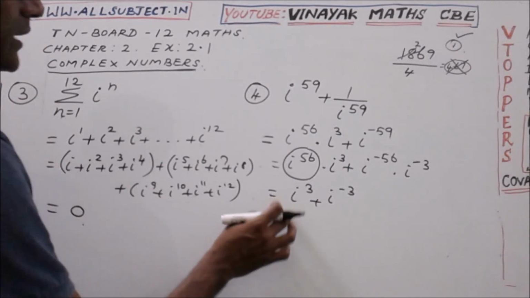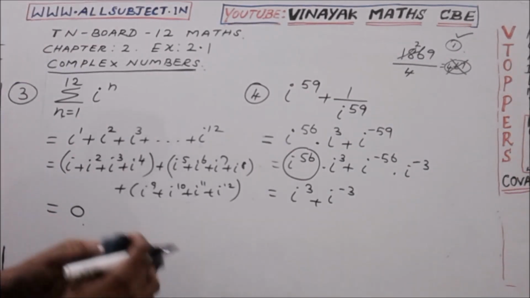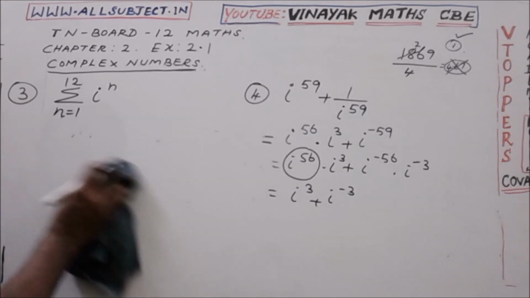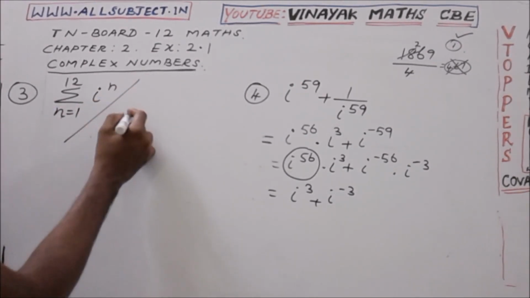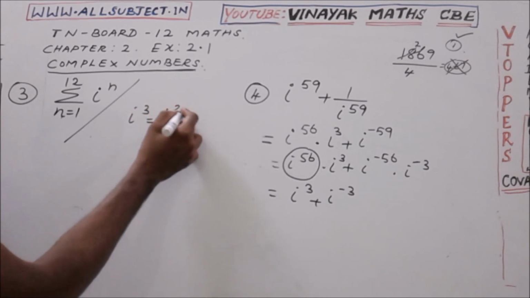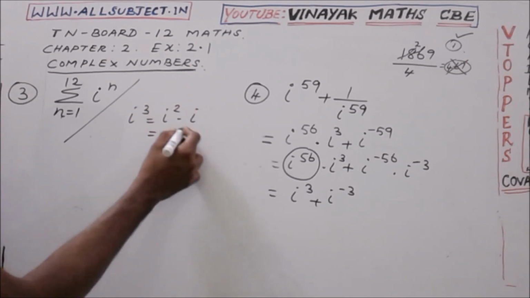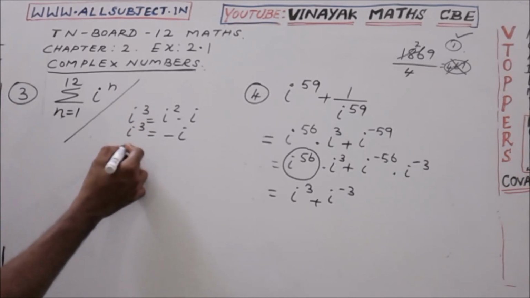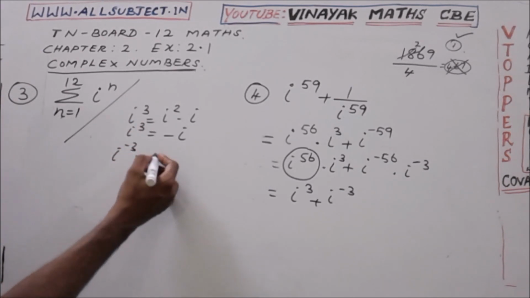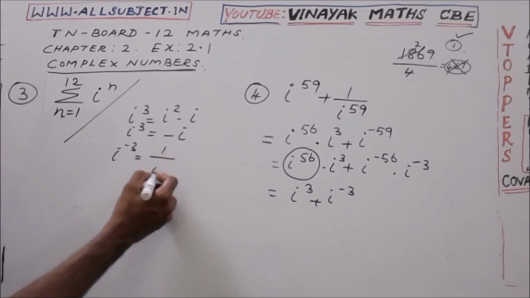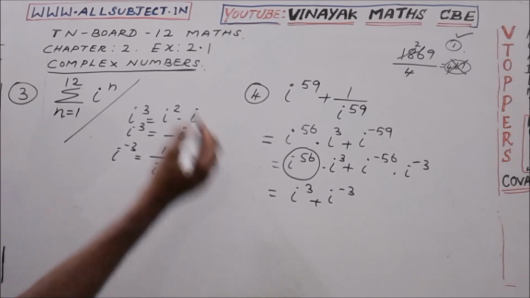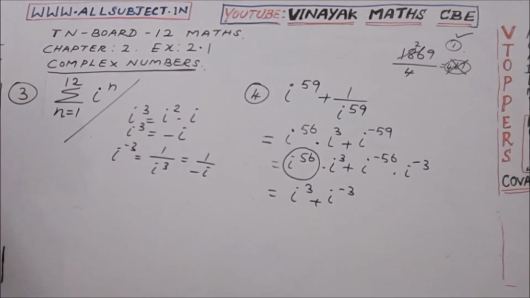So i to the power 3 is equal to i squared into i, that is equal to minus i. i cubed equals minus i. i to the power minus 3 equals 1 by i cubed, that is equal to 1 by minus i. Instead of i cubed, substituting minus i.